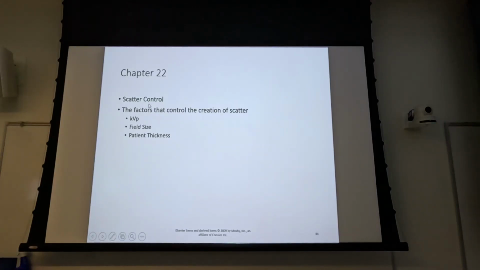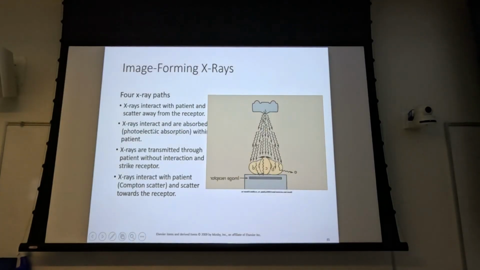So then we'll go up to chapter 22, scatter control, factors that affect creation of scatter. Certainly the KVP, the field size, and we just talked about that, the patient thickness as well. So what we're interested in here is just the image forming x-rays, and that's what penetrates through the patient and eventually will strike the image receptor. So wide angle scatter radiation doesn't apply here.